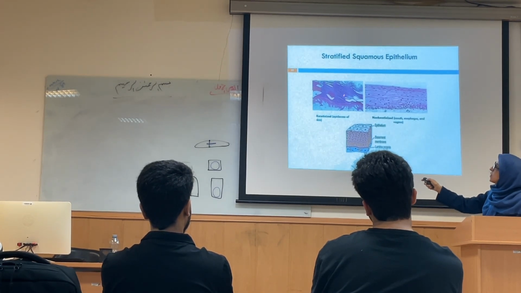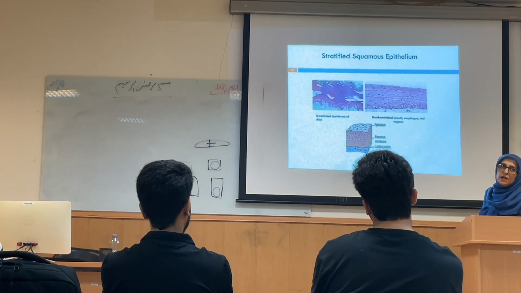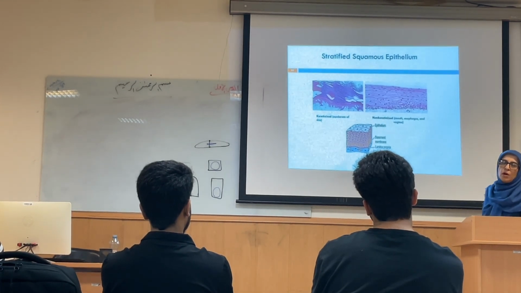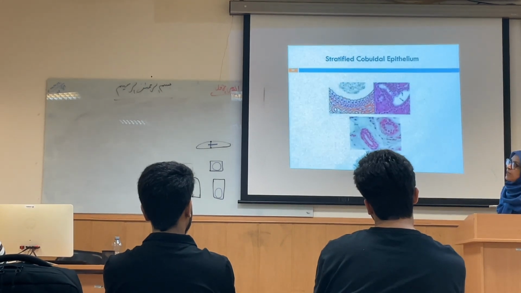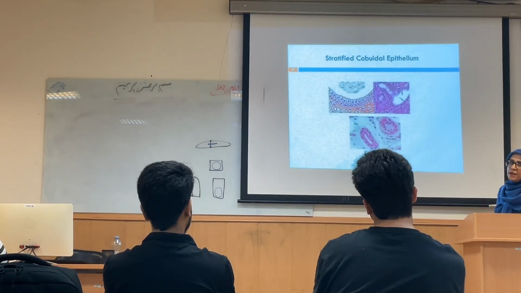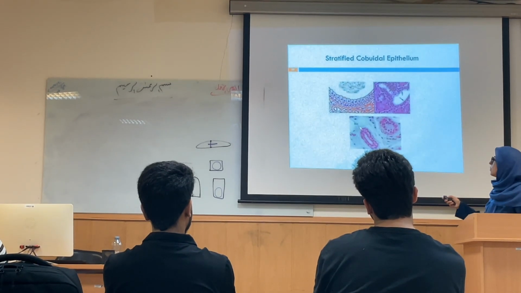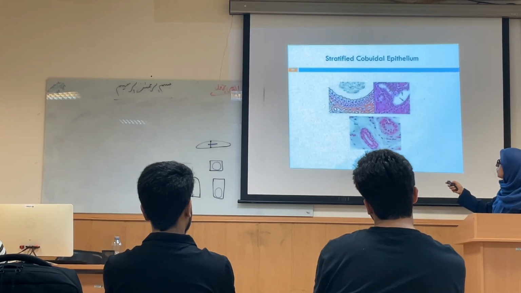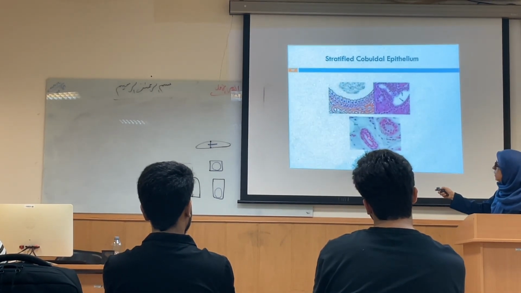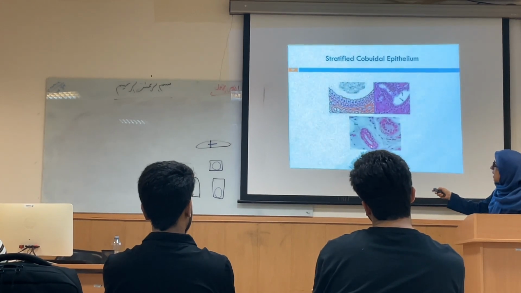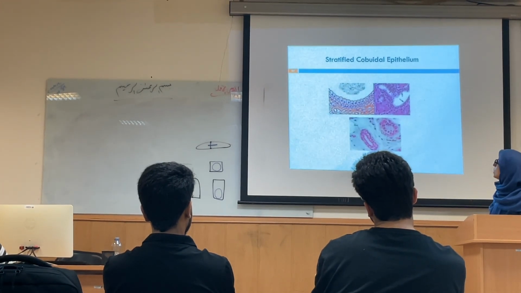There are lots of keratin fibers in the keratinized stratified squamous epithelium in the skin. Stratified cuboidal: stratified means more than one layer, for example, here 2, here 3 layers. The outermost layer has a cuboidal shape. The outermost cells have a round nucleus and show the cuboidal shape.